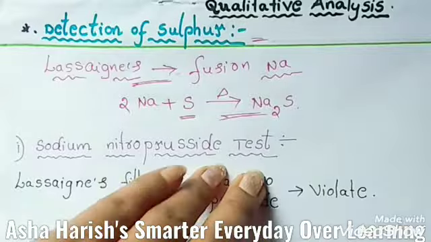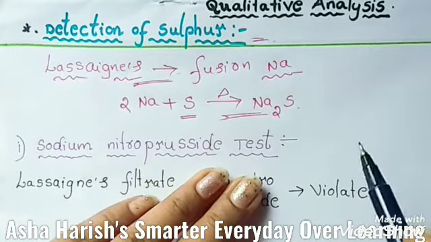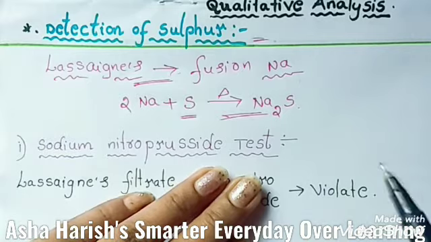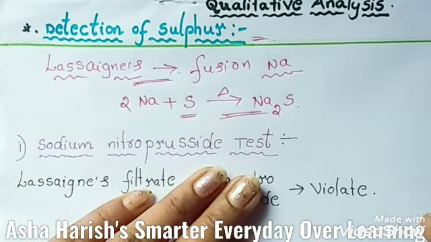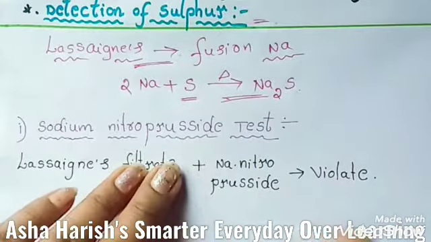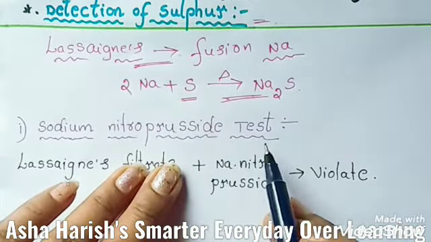Okay students, this is about the preparation of Lassaigne extract. Now, by using this Lassaigne extract, how can we test for the detection of sulfur? Let's see now. The first one is the sodium nitroprusside test.